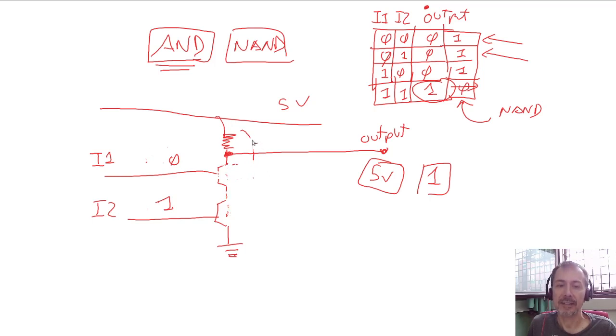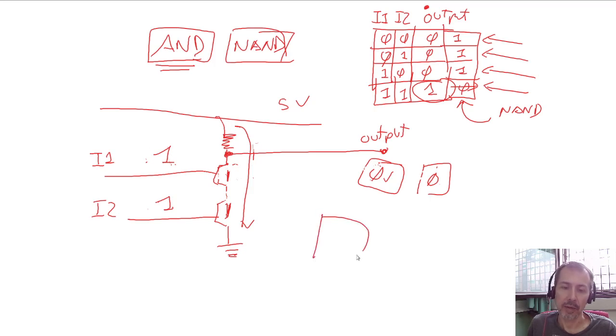So the last case is when both of the signals are 1, then this switch is closed, this switch is closed, current can flow here, and we have 0 volts, and this will be a 0, this case. Okay, we have seen that before. So this will be a NAND gate. The NAND gate is usually drawn this way.